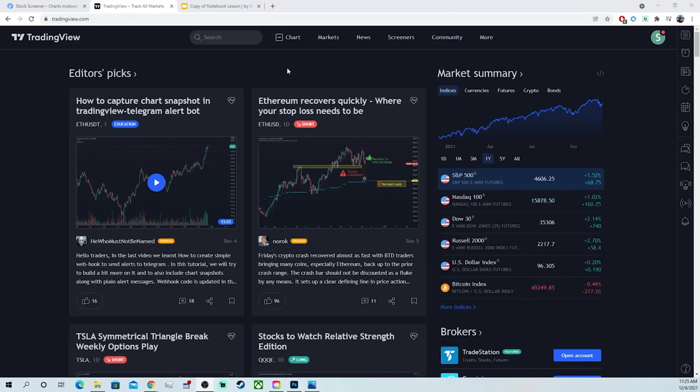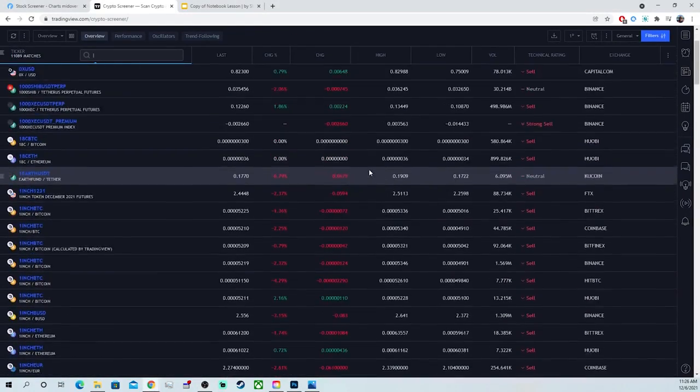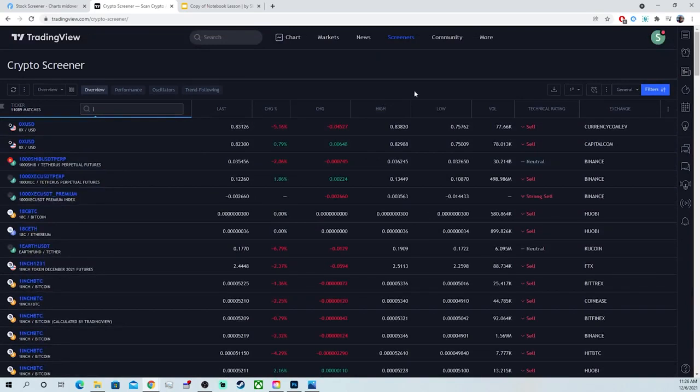It's 100% free, and you guys can use the screener to sort for golden crosses here. Now, once you're here, you can click on screeners. You're going to go to crypto screener. From here, you can see it's not screening anything. There's just a bunch of different cryptocurrencies.